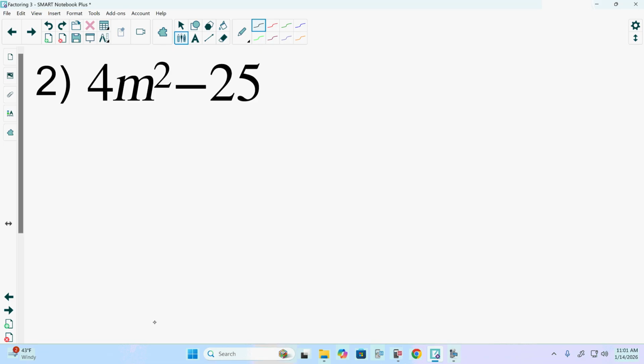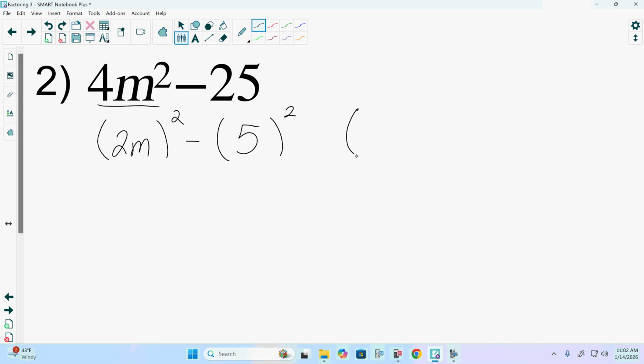4m squared minus 25. I didn't talk about it last one. We would look for greatest common factor. There's not one. And we do have two terms being subtracted. So as long as 4m squared is a perfect square and 25 is a perfect square, we can do this. Well, what times itself is 4m squared? 2m. What times itself is 25? 5.